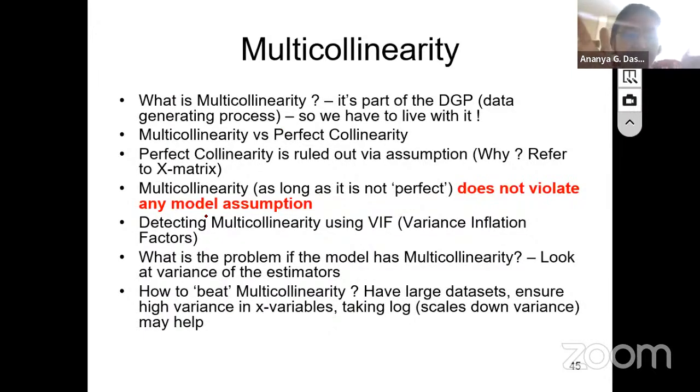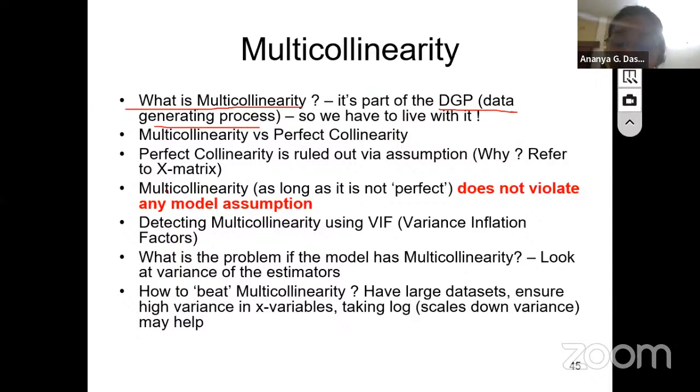Now, a problem that one faces when one is in the world of multiple regression, okay, is the problem of multicollinearity. And this is actually quite overhyped. So first of all, what is multicollinearity? The first thing is that multicollinearity is very much a part of what we call the data generating process. So it's a part of life. We have to live with it, right?